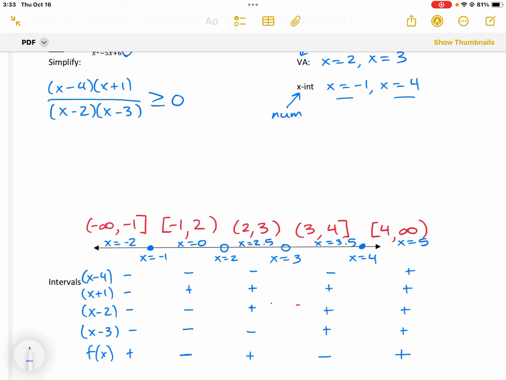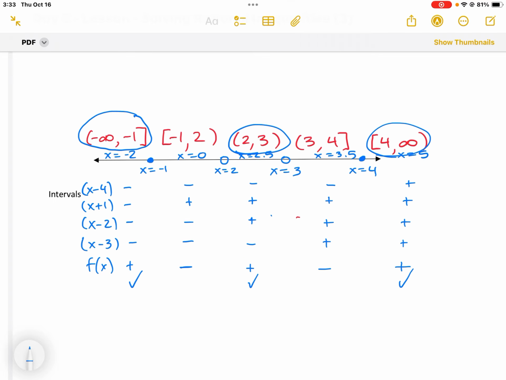The intervals that I'm looking for are the positive ones. So that is this one, this one, and this one. So then I can say that my x is an element of -1 to minus infinity, 2 to 3, and 4 to positive infinity.